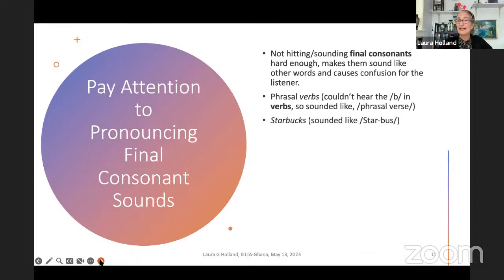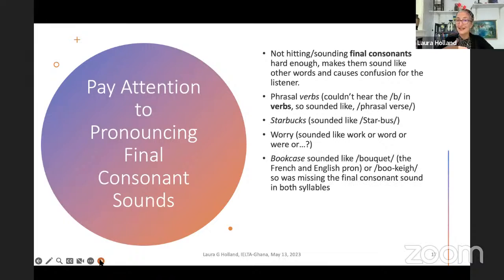Another example, Starbucks sounded like Starbus, which sounds like something completely different. Or worry, in different classes, sounded like work or were or several other words, but not worry. Bookcase, this was one that I saw in several different classes that I thought was interesting too, because the teachers were leaving off both the k and the s. And so instead of bookcase, it sounded like bouquet, which means something completely different. That's a group of flowers that we give to people, because in English we use the French word. We have a bouquet of flowers.